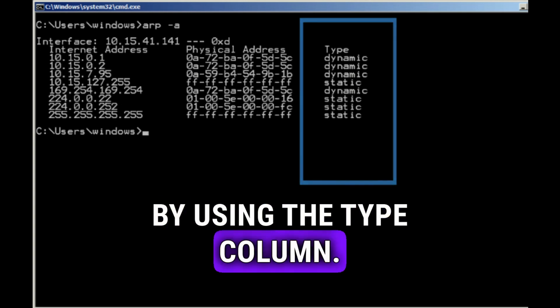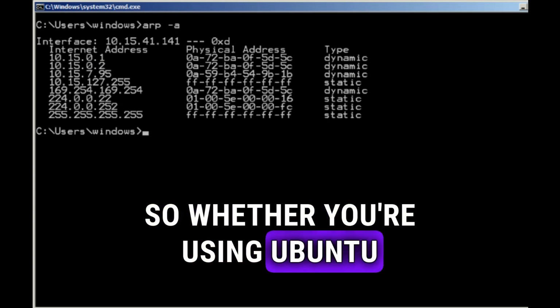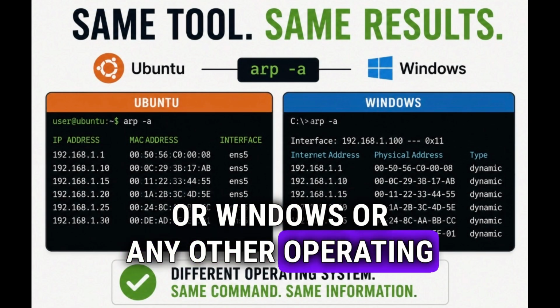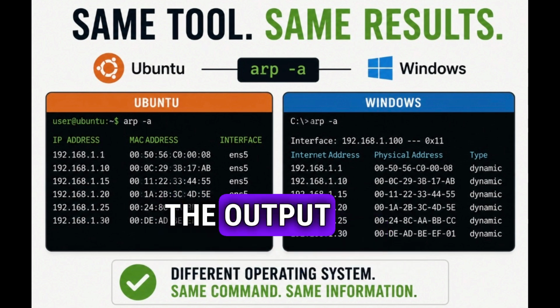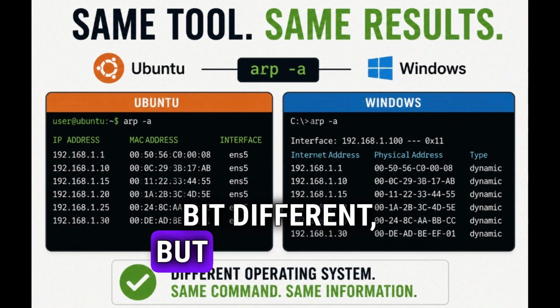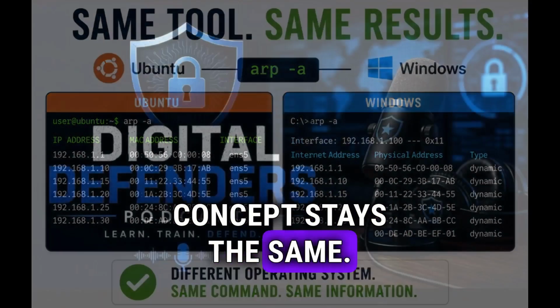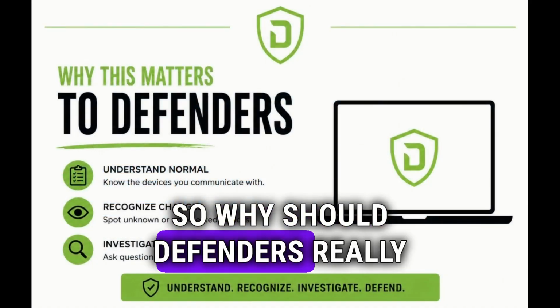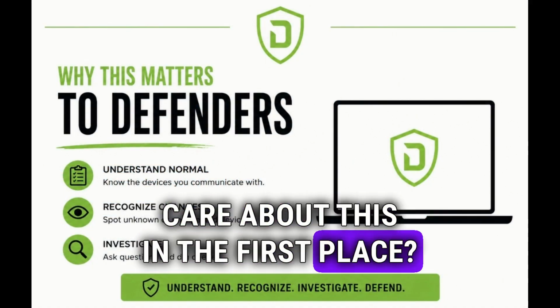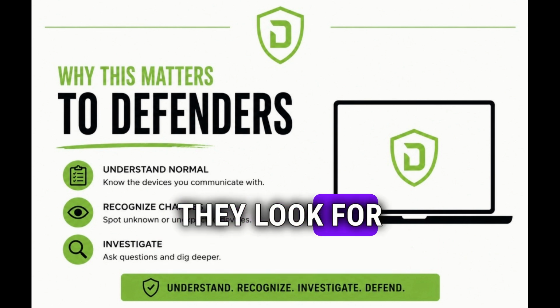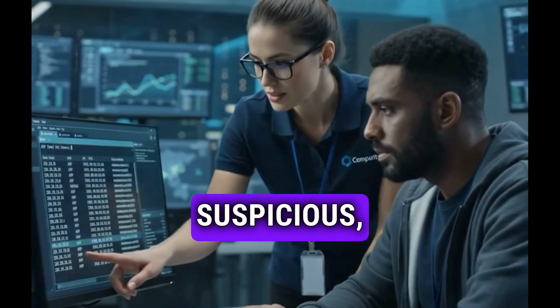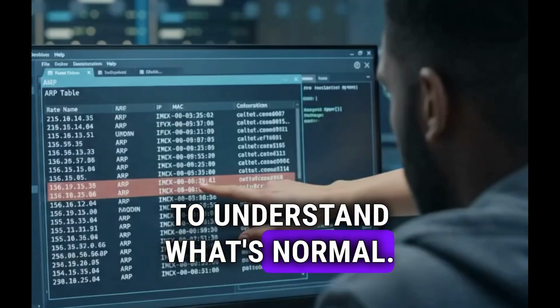So whether you're using Ubuntu or Windows or any other operating system, ARP works exactly the same way. The output may look a little bit different, but the network concept stays the same. So why should defenders really care about this in the first place? That's because defenders don't just look for attacks. They look for changes. Before you can recognize something suspicious, you first have to understand what's normal.